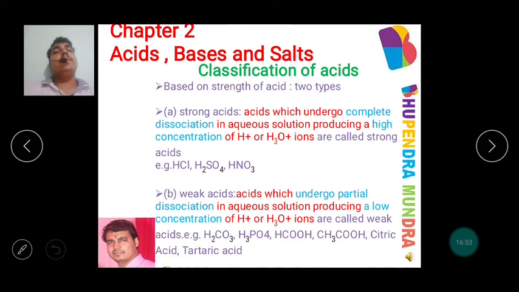Next one, so weak acids are organic acids also.